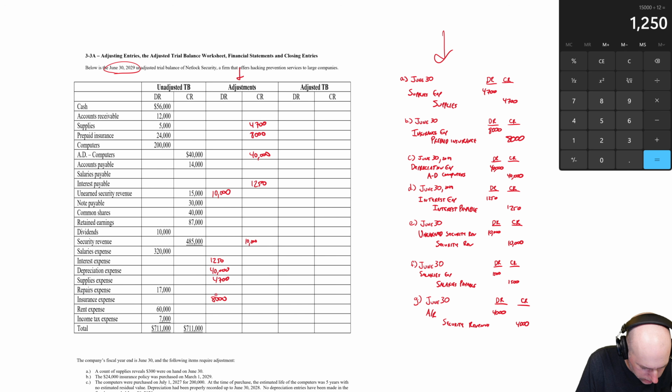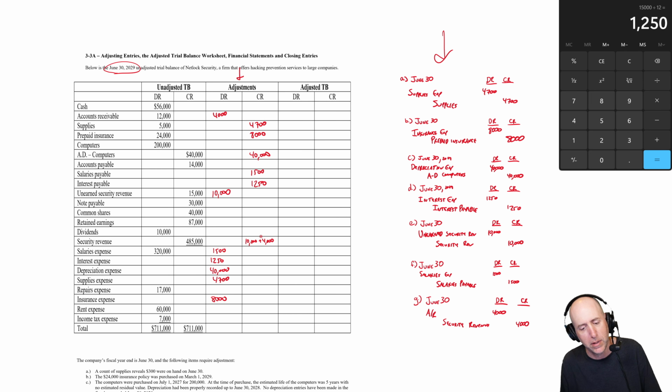Salaries expense, where are you? There you are, $1,500. And we're going to credit salaries payable for $1,500. Last one, debit AR, credit security revenue, $4,000. Accounts receivable, debit, $4,000. Security revenue, credit, $4,000. So I just put a little plus $4,000 there. You could erase it and put 14 as the total amount of credits there, but there you have it.